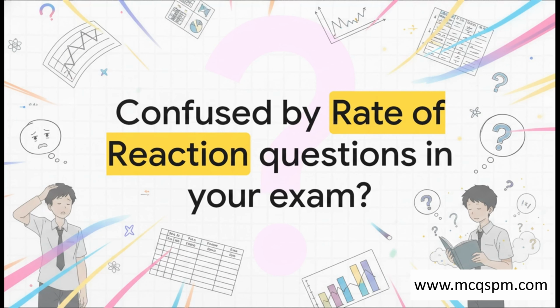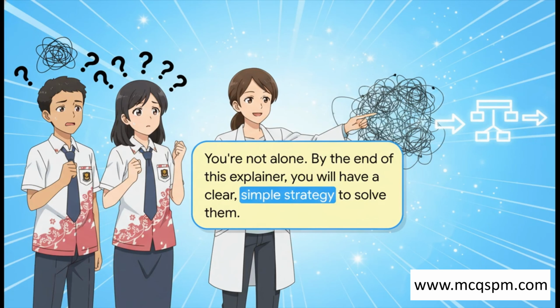All right, let's be real. You see a graph with a curvy line or a big table full of numbers and your mind just goes blank, right? You feel like you know the theory, but then the question itself just looks so confusing. Sound familiar? Well, if that's you, you are definitely not alone. But here's the good news. Rate of reaction questions are actually incredibly predictable. By the end of this short explainer, you are going to have a clear, simple strategy to solve them.